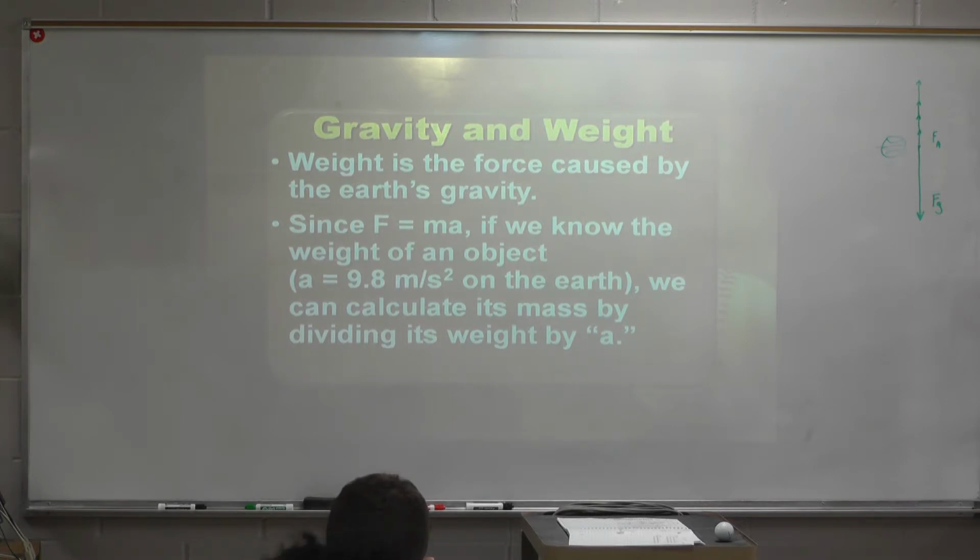Now, it says A there is 9.8. That is the acceleration that all objects experience due to gravity, whether the object's big or small. What that simply says is a bowling ball and a feather both accelerate towards the ground at the same acceleration. The only difference is the feather's going to have more air resistance than the bowling ball will.